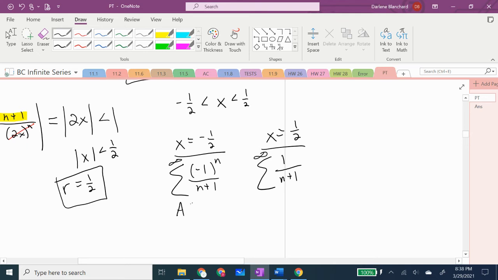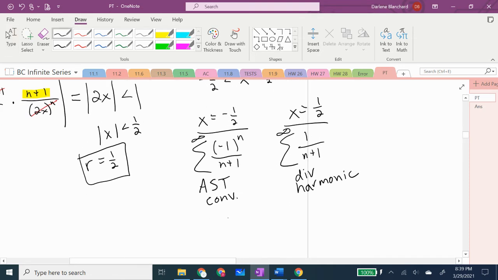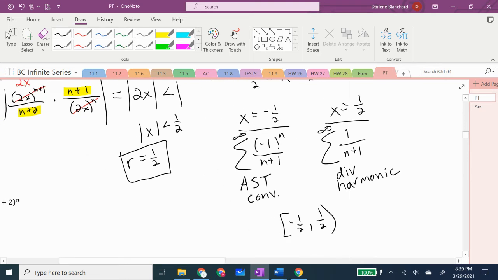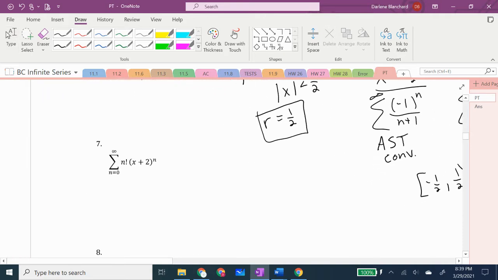This is an alternating series. It will converge through the alternating series test. This, you can compare it to harmonic. It is okay for you to say that it is a diverging harmonic series. That makes the interval of convergence inclusive of the negative 1/2 to 1/2, but not including the 1/2.